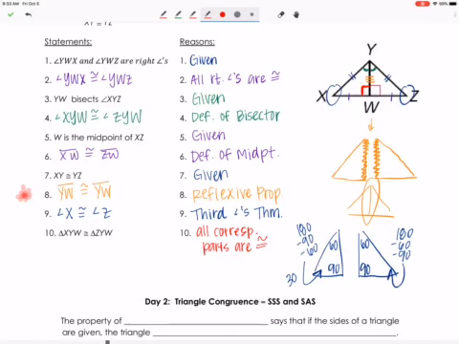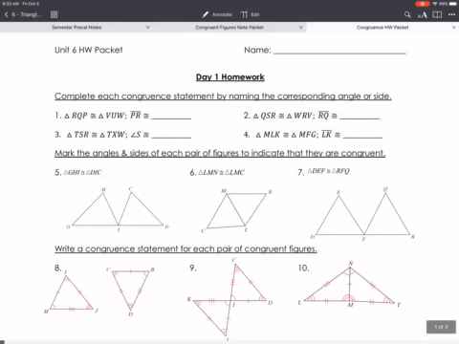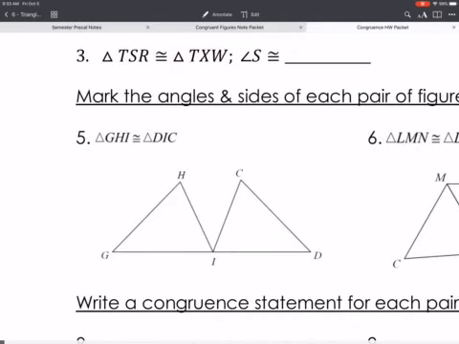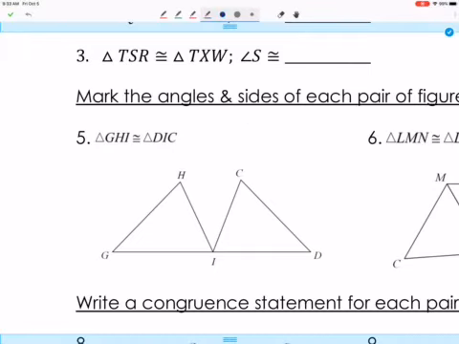Okay? All right, homework-wise for day 1, you've got a few just completing the congruency statement. 5 through 7, we didn't really do one like that in your notes, but what you're doing is essentially taking the way that the triangle is listed as being congruent, and I want you to make marks on your picture indicating that they are congruent. So for instance, if angle G and angle D should be the same, 1 and 1. If H and I should be the same, 2 and 2. Then I in the first triangle would be the same as C in the second, like so.